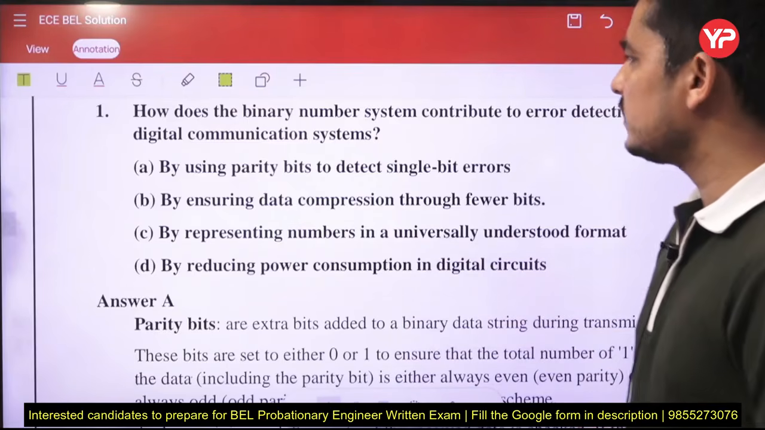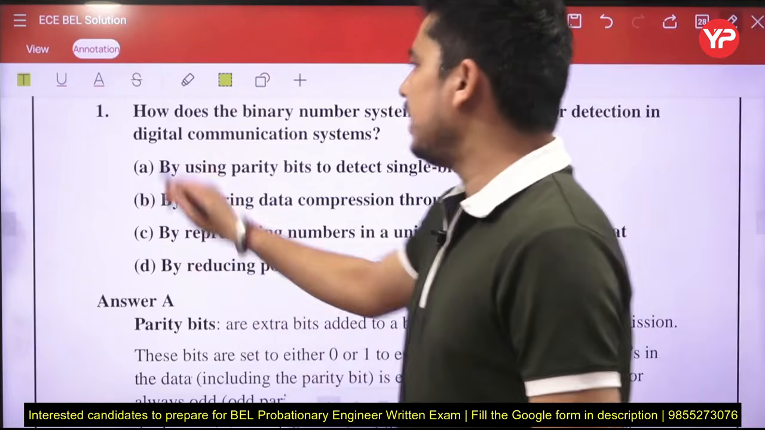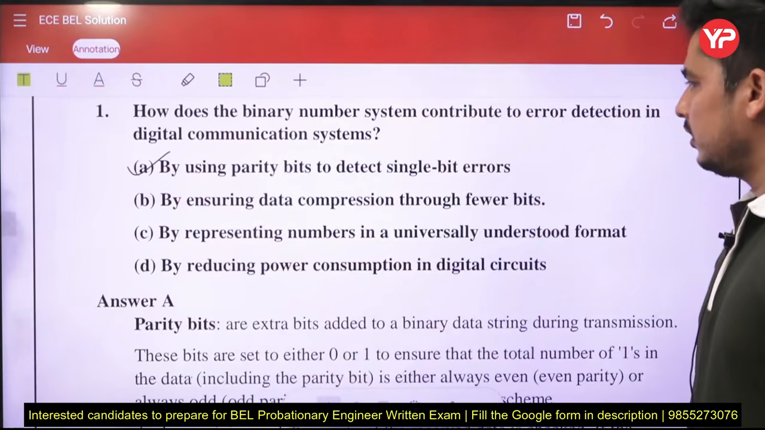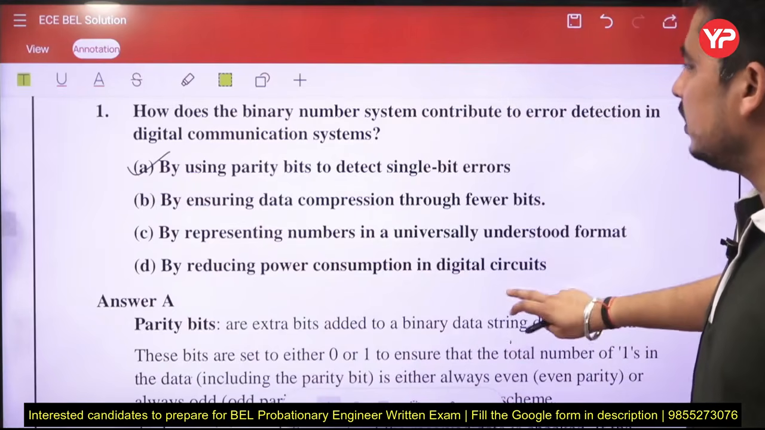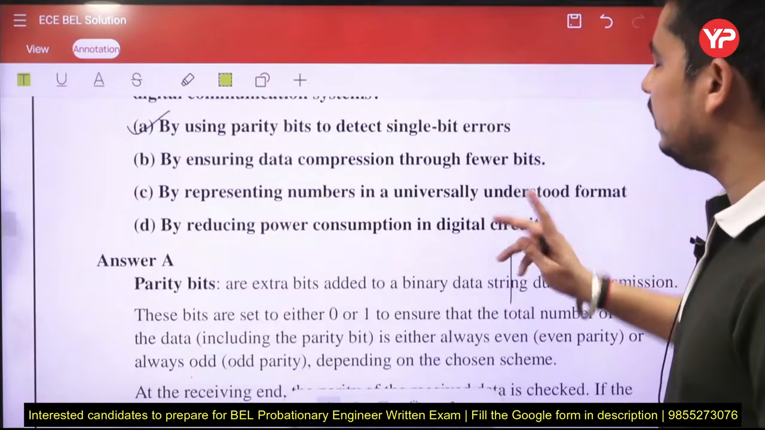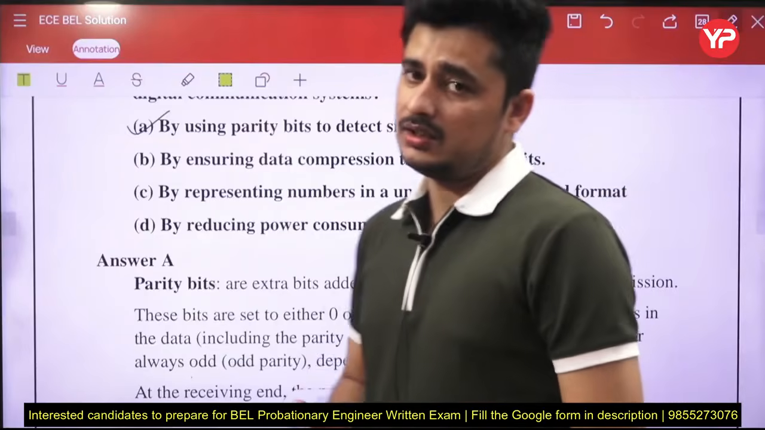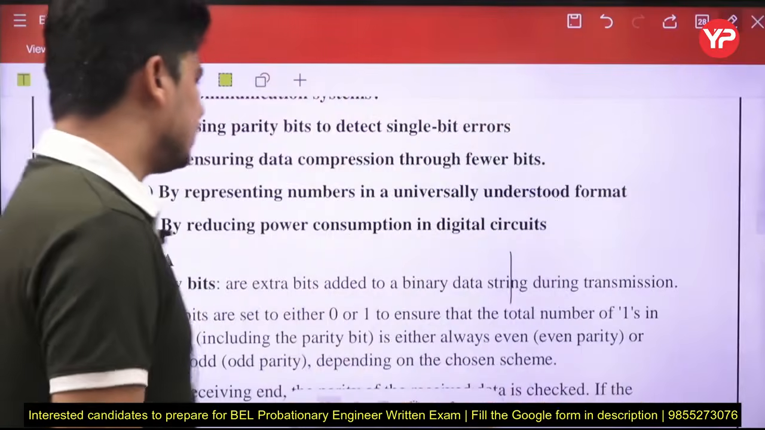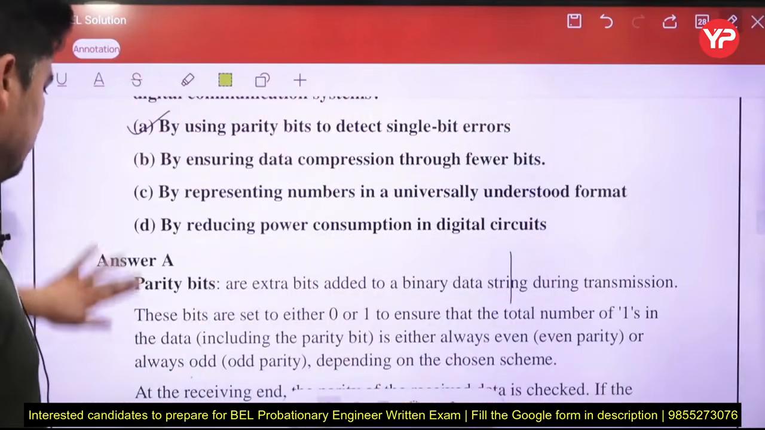So in digital communication we are using the parity bit to detect the error. And one more thing, the parity bit can only detect a single bit error. If there are multiple bit errors, they cannot be detected by using the parity bit.